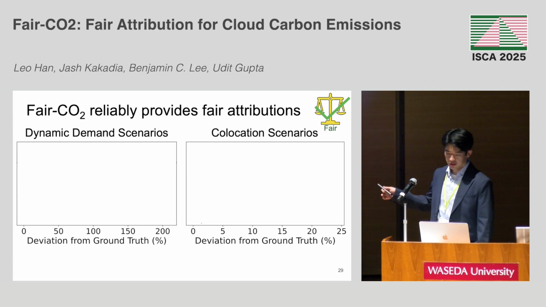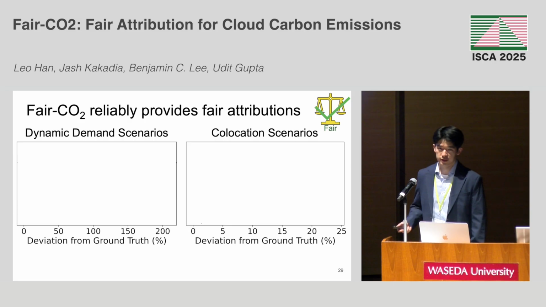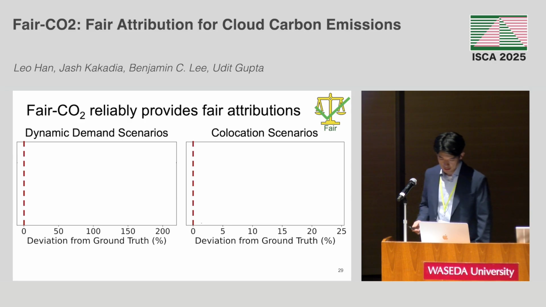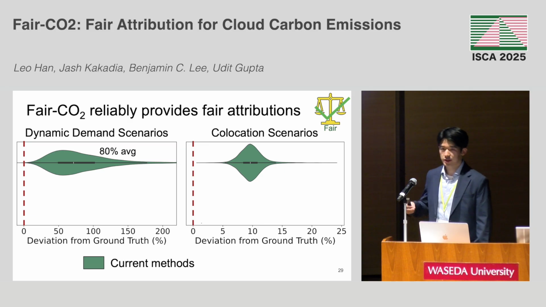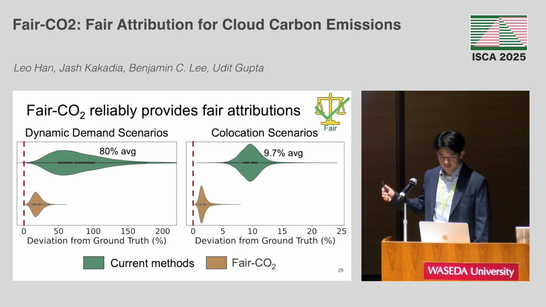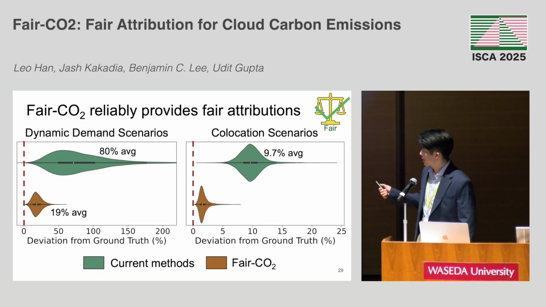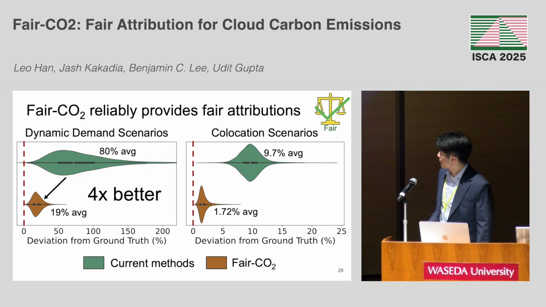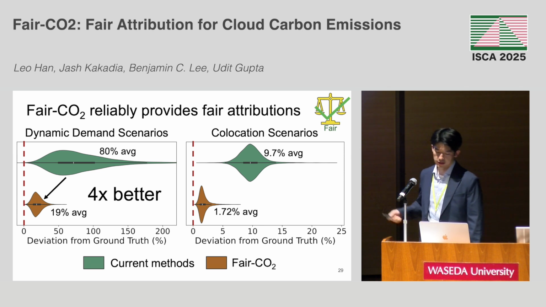This is a summary of the results. On the x-axis, we have the absolute percentage deviation from the ground truth as a measure of fairness, and at 0, we have the ground truth. Current methods deviate from the ground truth by 80% on average due to dynamic demand effects and 9.7% on average due to interference effects. In comparison, Fair-CO2 attributes significantly closer to the ground truth, at 19% average deviation for dynamic demand scenarios, which is a 4x improvement, and at 1.72% average deviation for collocation scenarios, which is a 5.6x improvement.